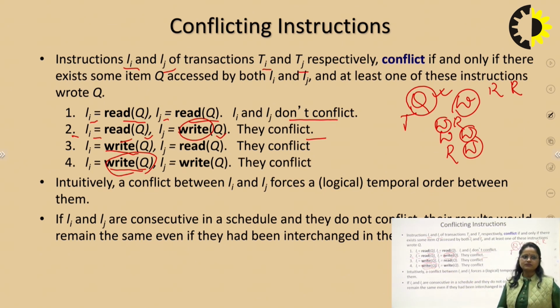So a conflict between Ii and Ij forces a logical temporal order between them. If Ii and Ij are consecutive in a schedule and they do not conflict, their results would remain the same even if they had been interchanged in the schedule.